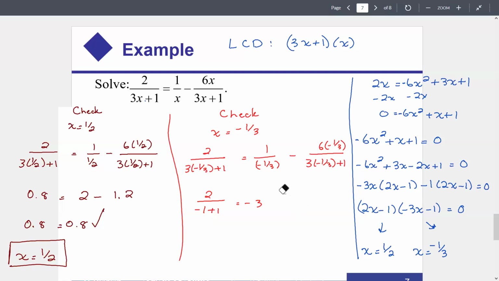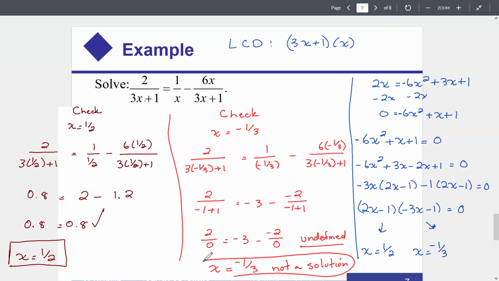I got a negative someplace wrong here. I'm just going to go back and fix it quickly. What's important is I'm dividing by 0, so this is going to be undefined. Because this is undefined, this means that x equaling negative 1/3 is not actually a solution. So this is the thing that happens, is that we get something that's actually one of these places that's undefined. So my actual solution is just going to be x is 1/2.